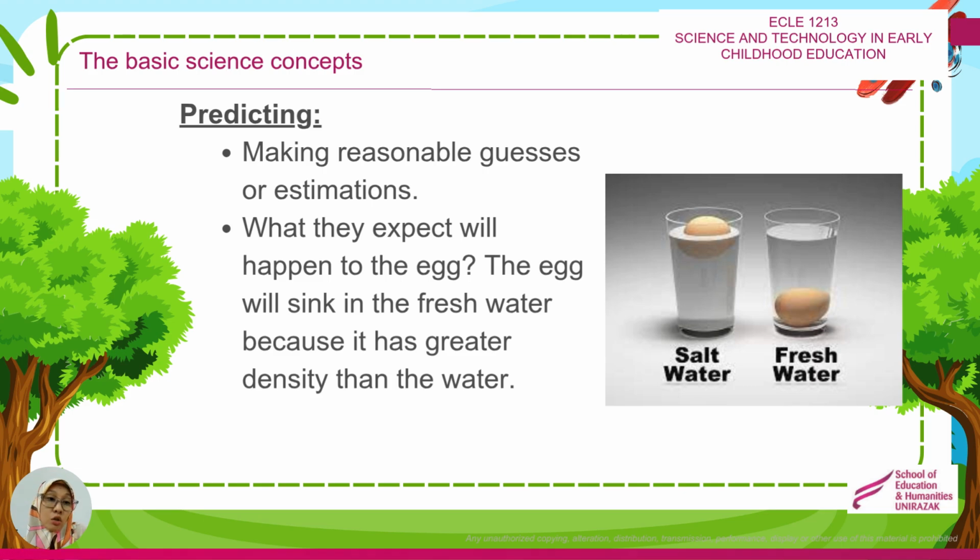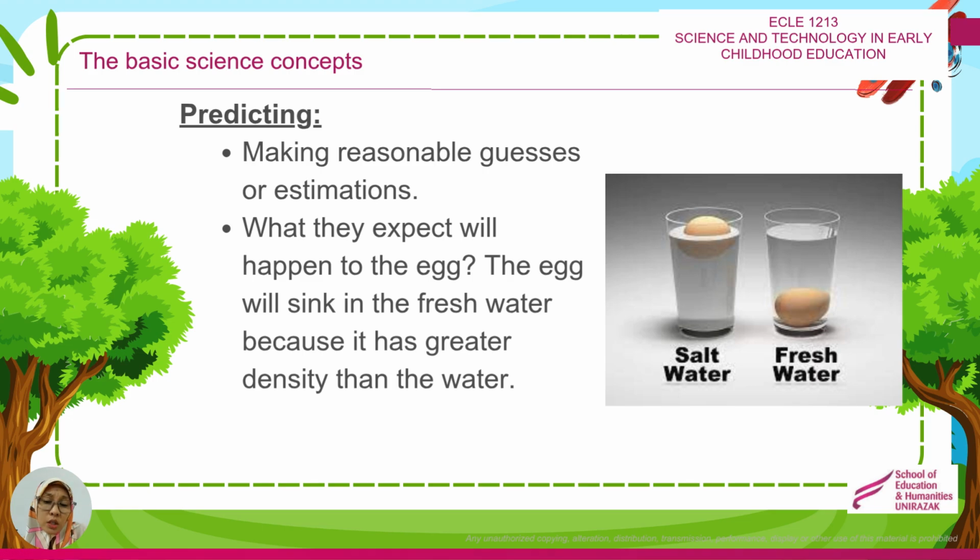The last one is predicting. Predicting is all about making good guesses about what might happen. It's like trying to figure out the end of a story before you get there. You predict. So in our example, we have an egg and some fresh water. We expect the egg to sink because the egg is denser than the water. This means it is heavier for its size compared to water.